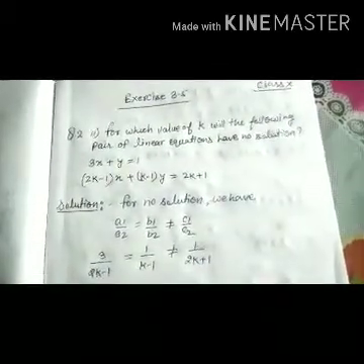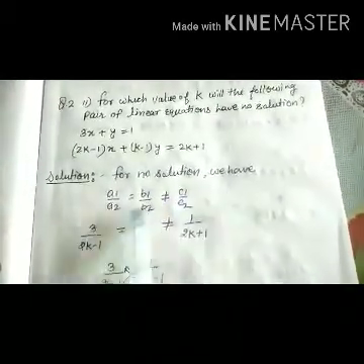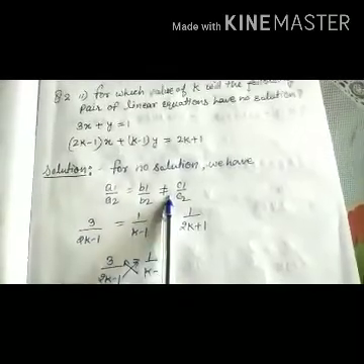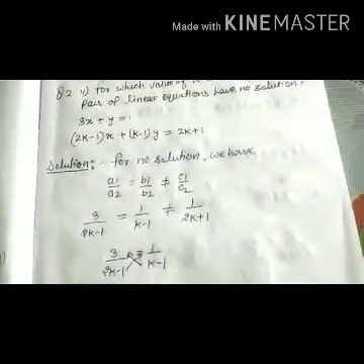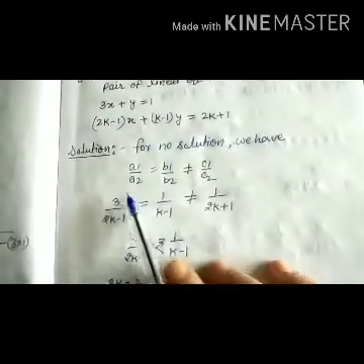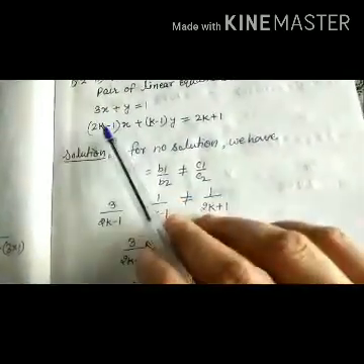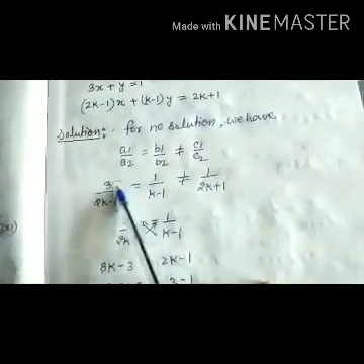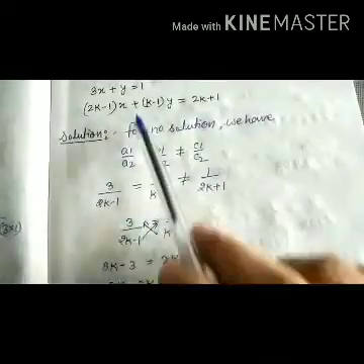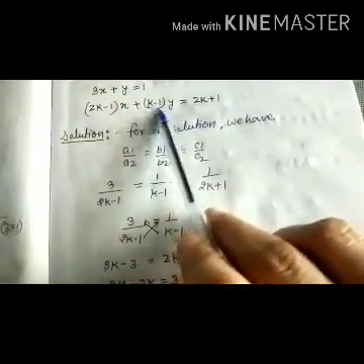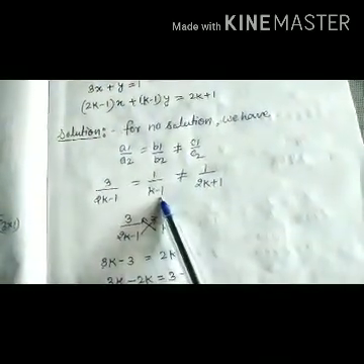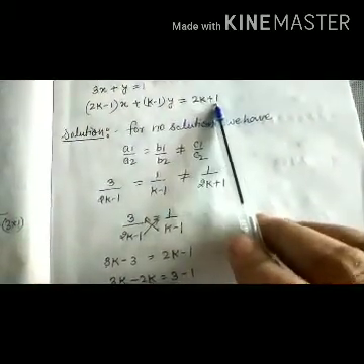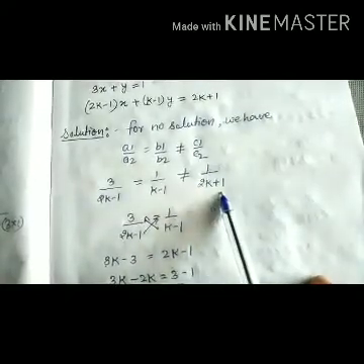Students, we know that if we have no solution, we have only one condition here, that is a1 upon a2 is equal to b1 upon b2 is not equal to c1 upon c2. Here a1 is 3 and a2 is 2k minus 1. So a1 upon a2 is equal to 3 upon 2k minus 1. b1 upon b2, b1 is 1 and b2 is k minus 1. So 1 upon k minus 1, and c1 upon c2, c1 is 1 and c2 is 2k plus 1. So it is not equal to 1 upon 2k plus 1.